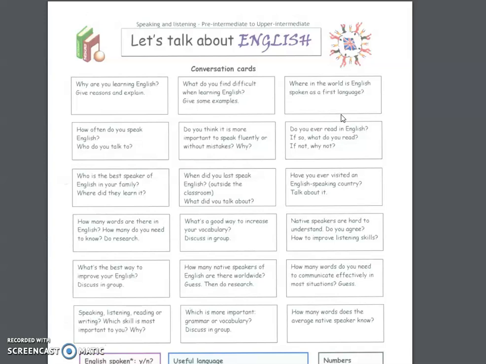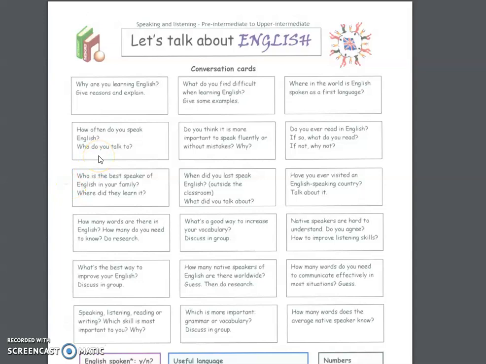So we have England, Ireland, USA, Australia, Canada, New Zealand, I think South Africa as well, and many others where it's an official language or a second language like India, Jamaica, Ghana, Uganda. Maybe you know more and you can tell me a country where it's spoken as a first or second language. The question is, where is it spoken as a first language?